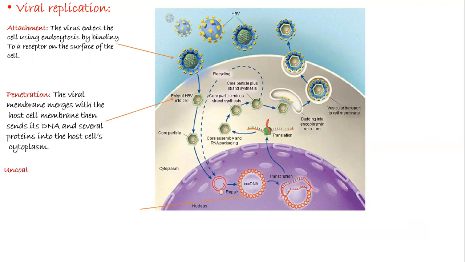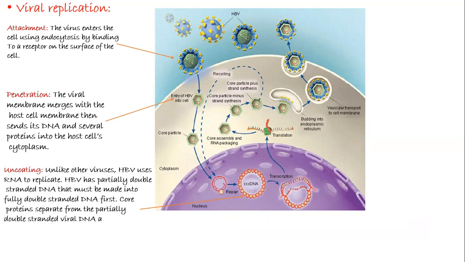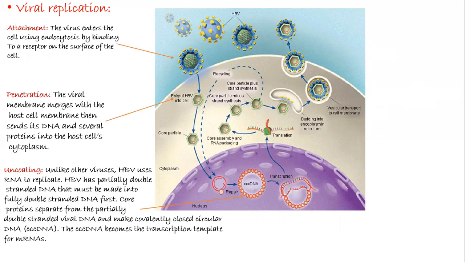The third step is uncoating. Here, the HB virus uses RNA to replicate. The HBV has partially double-stranded DNA that must be made into fully double-stranded DNA. The core proteins separate from the partially double-stranded viral DNA and make covalently closed circular DNA, that is cccDNA. This cccDNA becomes the transcription template for the mRNAs.